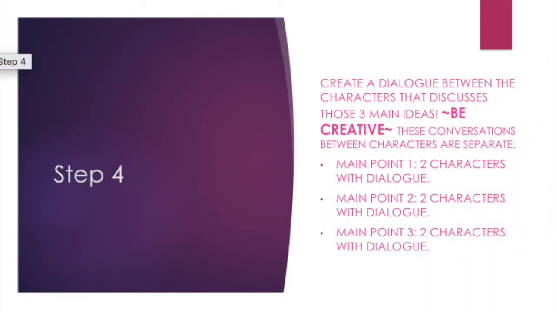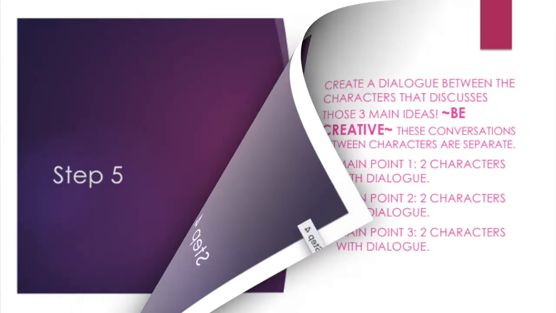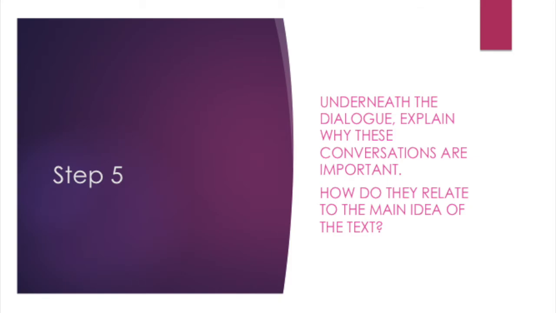Next, we are going to create the actual dialogue. The dialogue is going to be used for the characters. They are going to be discussing the 3 main ideas. You can get as creative as you want with this. I will show you some examples, but this is all free reign as long as you are summarizing the 3 main points that are in the passage. Then underneath the dialogue, I would like you to explain why the conversations that you developed are important and how they relate to the main idea of the text.